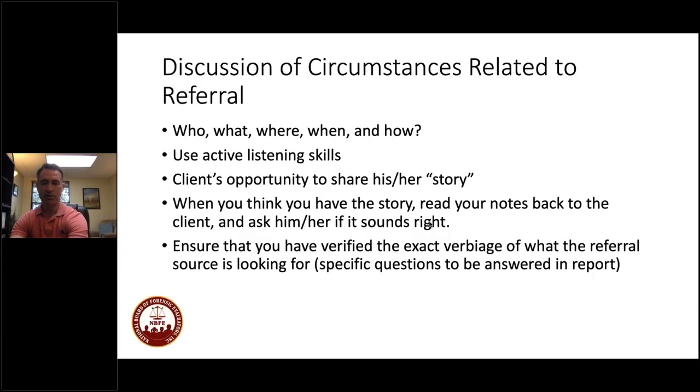Also, want to make sure that you have verified the exact verbiage of what the referral source is looking for. So if it's a court order for the evaluation, read the court order. What exactly does it say you're supposed to be doing or not doing? I have sometimes what the client tells me the evaluation is for, or even what the attorney tells me it's for, is different sometimes than what it actually says in the court order or in the terms of probation or whatever.